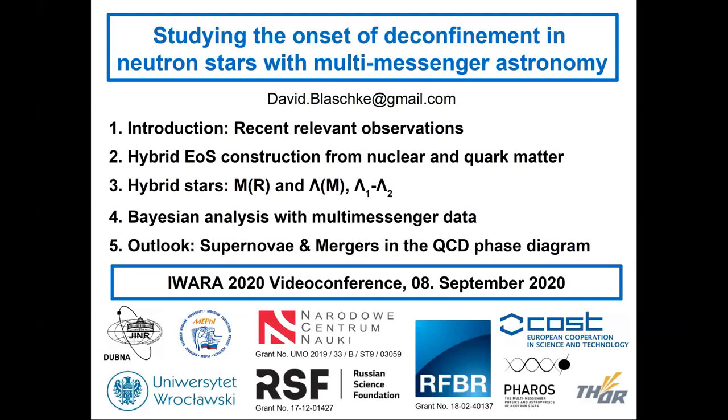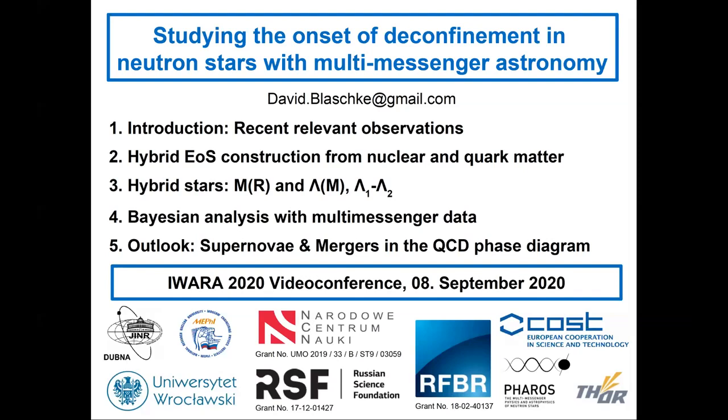Okay, and I will report here our investigations based on finite temperature hybrid equations of state with a first order phase transition. What could be striking signals of a phase transition in supernova simulations and in merger simulations?